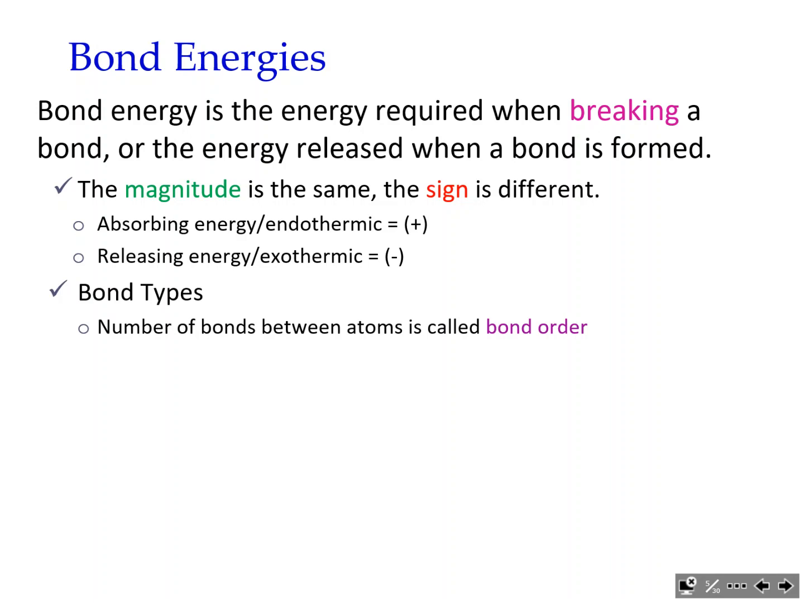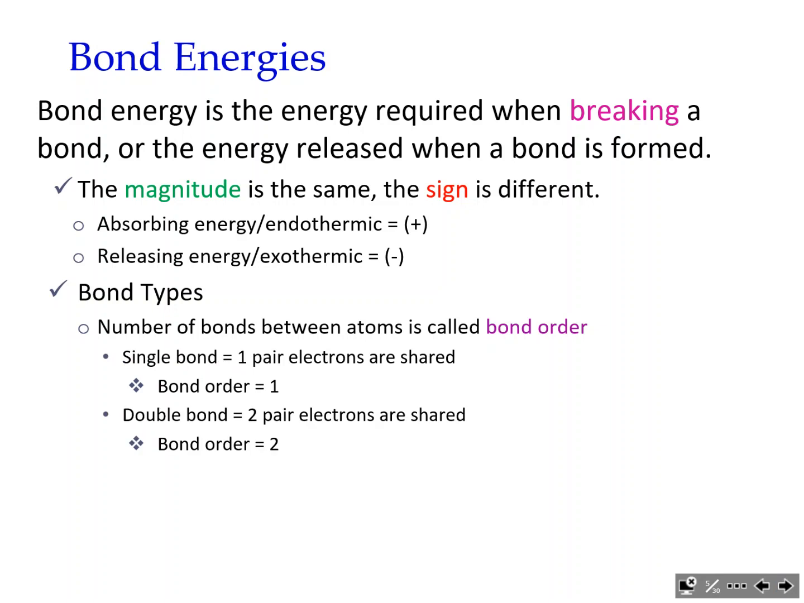Now, let's talk about bond types. The number of bonds between atoms, which is dependent on how many electrons they share, is what we call bond order. A single bond shares one pair of electrons, that's 2 in total. We usually represent it with one line, and that has a bond order of 1. Double bonds share 2 pairs of electrons, which is a total of 4. So the bond order is 2. And a triple bond shares 3 pairs, which is a total of 6 electrons. The bond order is 3.